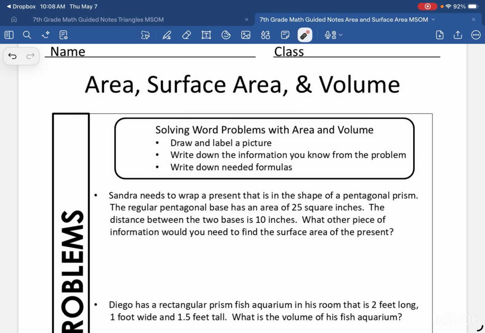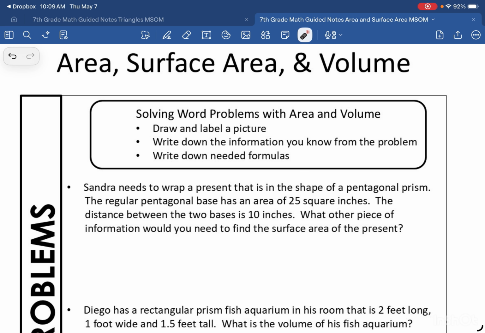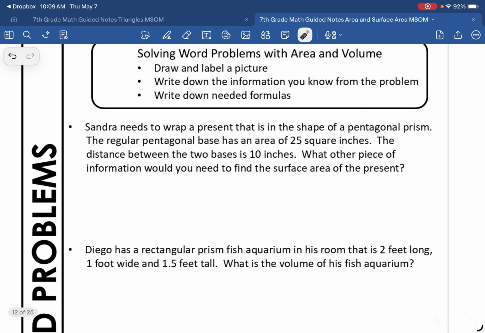All right, let's now do some word problems with area and volume. These are just some key information that will help us solve the problem. Drawing and labeling a picture, writing down the information you know from the problem, and writing down needed formulas. Those three things are really helpful when dealing with word problems with geometry.